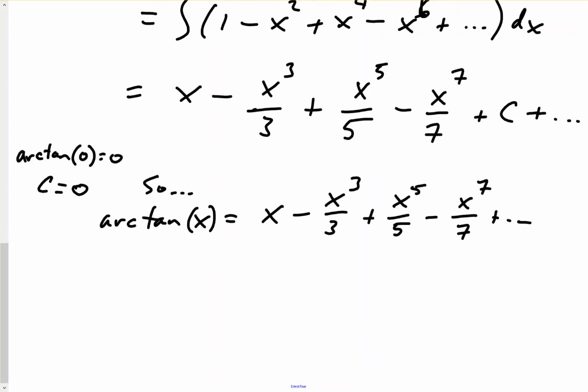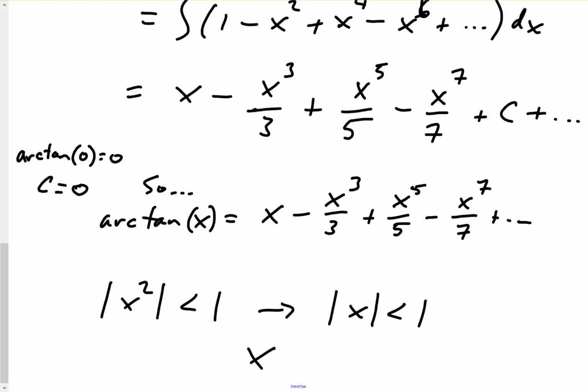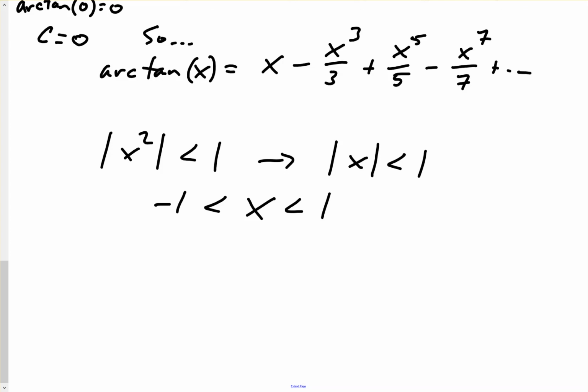Okay. As for the interval of convergence, we know that the series converges for x squared less than 1. The x squared and the absolute value are redundant, so we could just say the absolute value of x is less than 1, which tells us that x would have to be less than 1 and greater than negative 1. And we can show that the series converges for x equal to 1 and negative 1. So the interval of convergence would be negative 1 to 1. And that would be it.